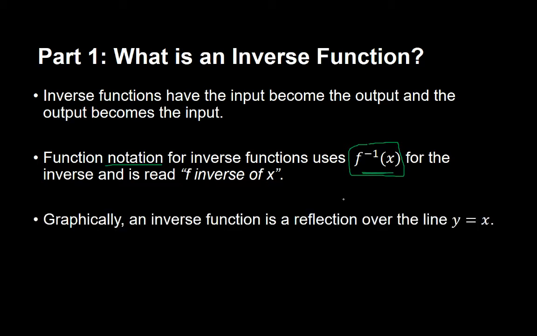And then graphically, if you look at the graphs, the inverse function is a reflection over the line y equals x. So because g of x was the inverse of f of x, you could see that on the graph, that you took f of x, and if you just reflected it over this line, then you get g of x. It lands on g of x.